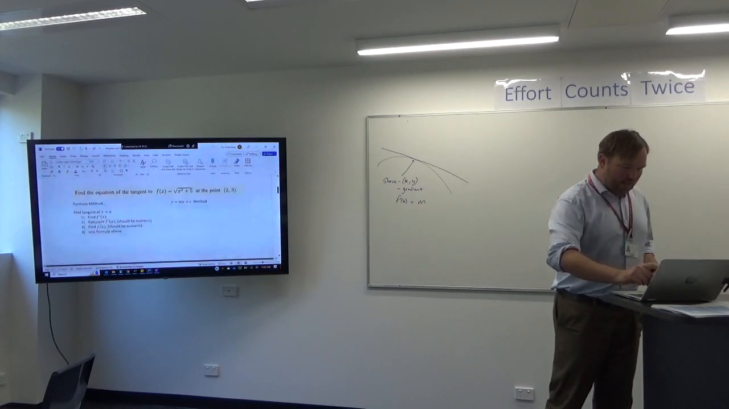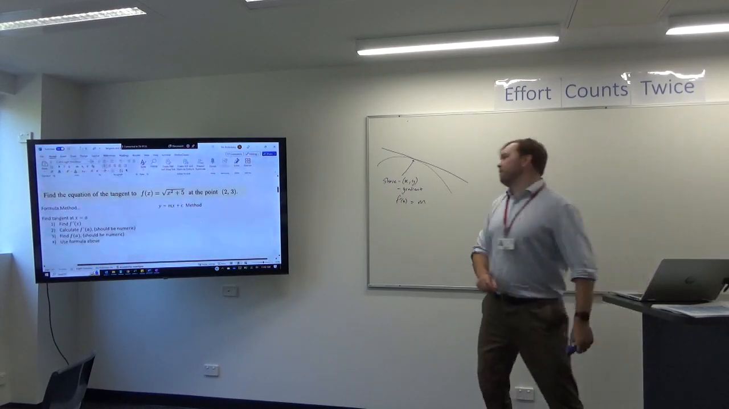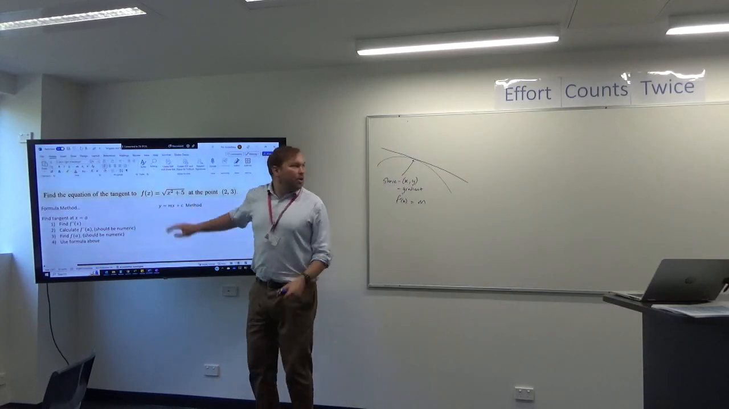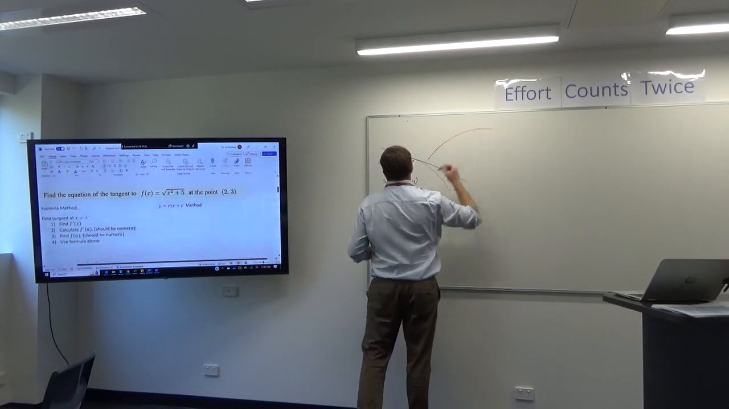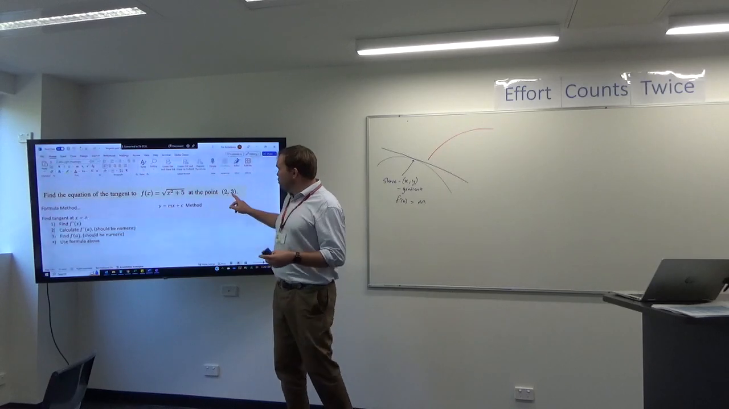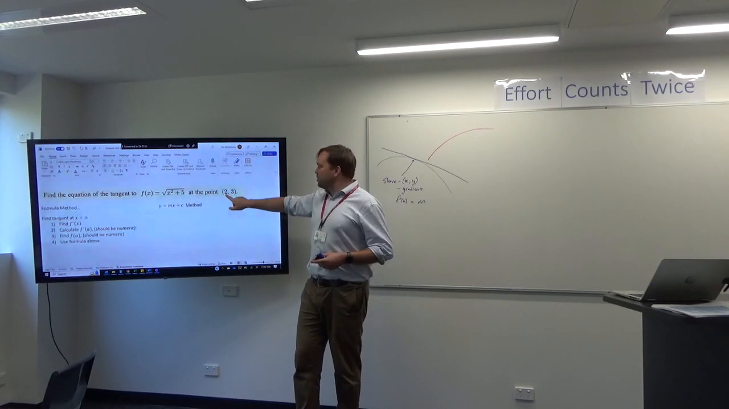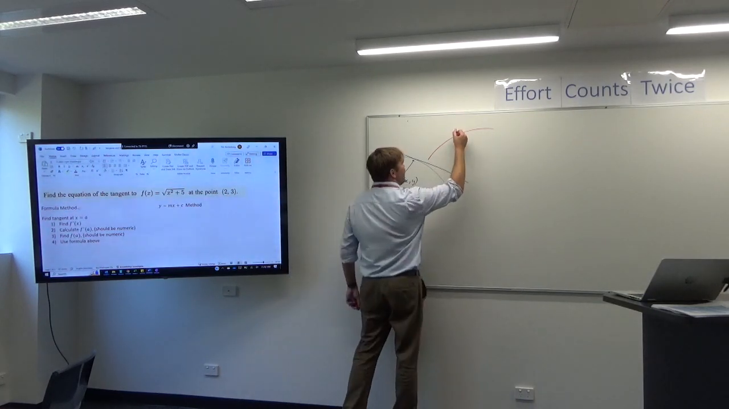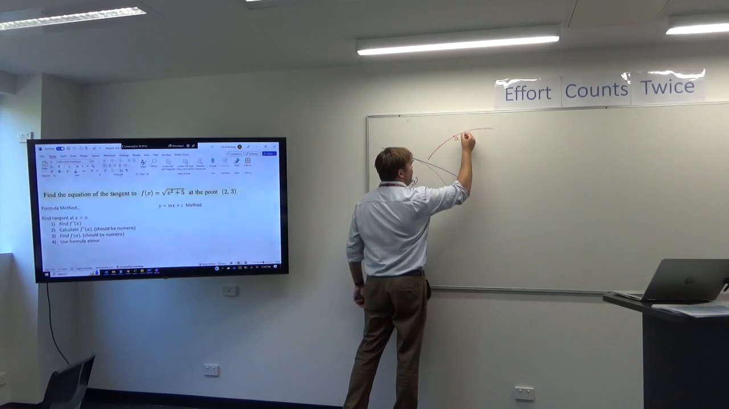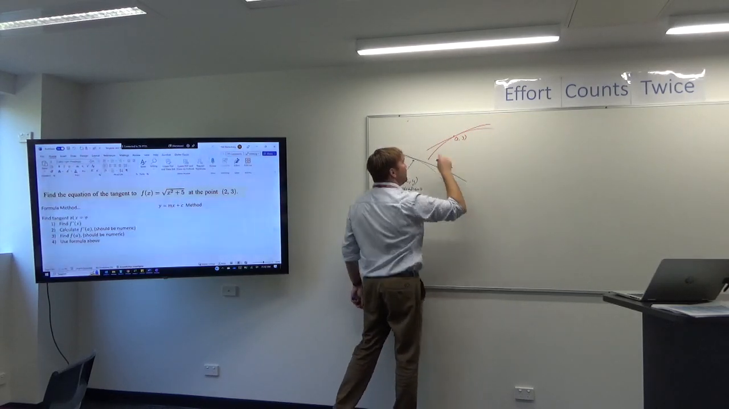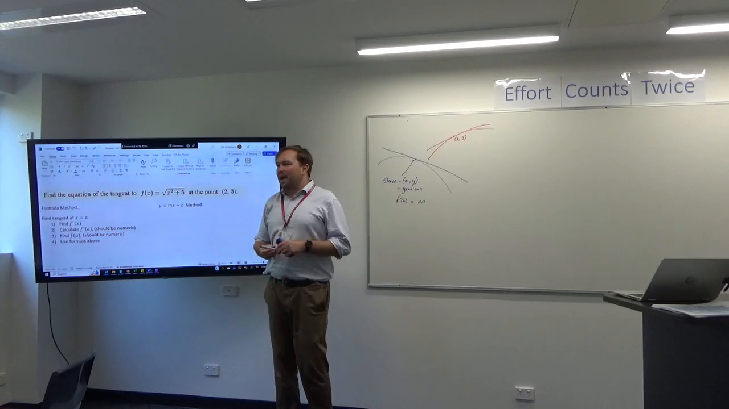So in our example here, we have a square root function, which will look something like this. And then at the point 2, 3, here a is 2. It's the x point of interest. At the point 2, 3, we want the equation of a tangent. So at some point here, which is the point 2, 3, there is a tangent, and we want the equation of that line. And that's what we're hunting.